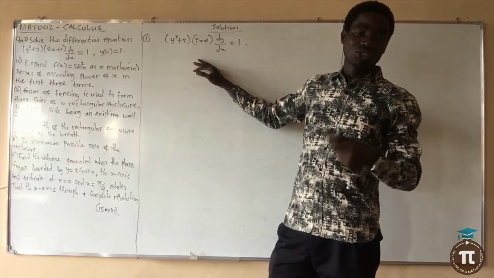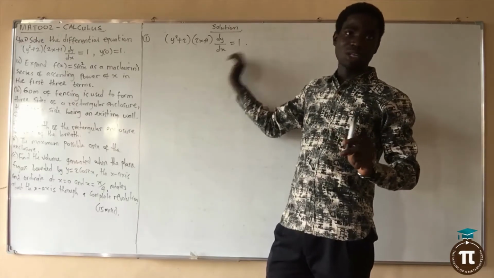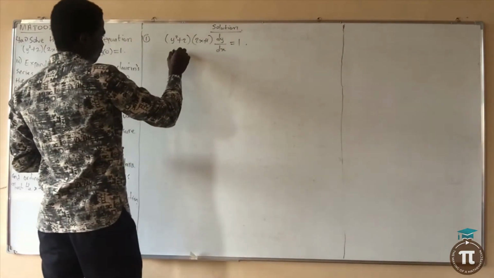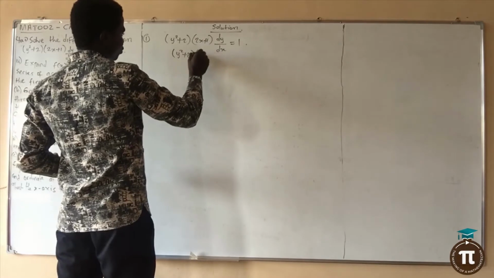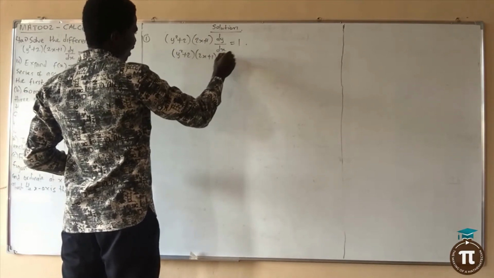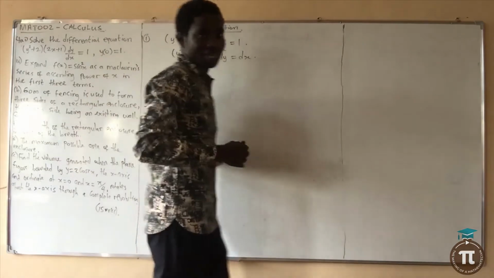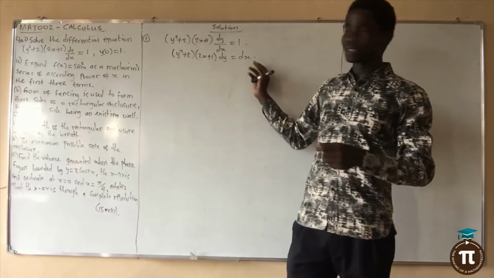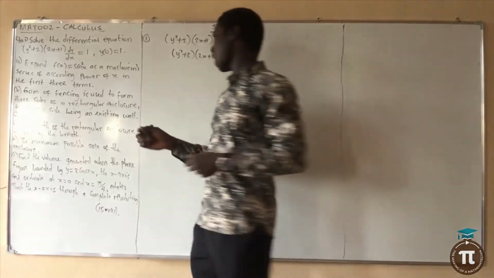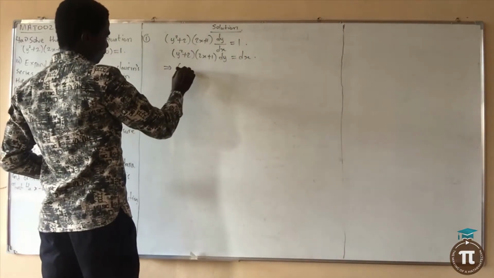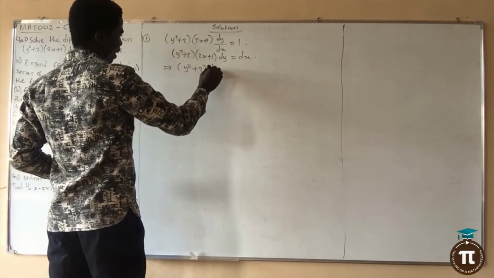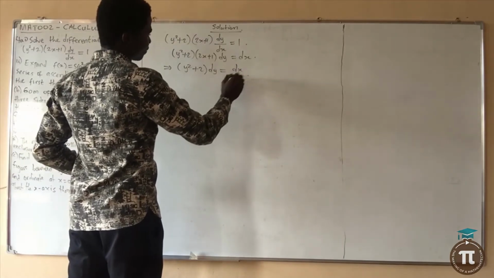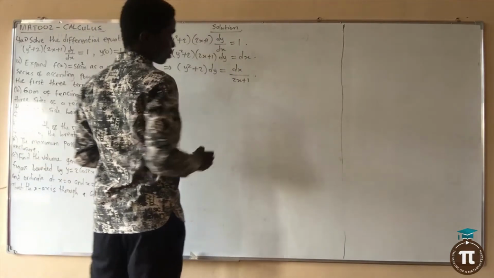The first thing is that I will try to multiply, I'll bring this dx to the other side so that I have y squared plus 2, then 2x plus 1 dy is equal to dx. After that, the next thing I'm going to do is divide both sides by 2x plus 1 so that I will have y squared plus 2 dy to be equal to dx divided by 2x plus 1. That's what I'm going to have.